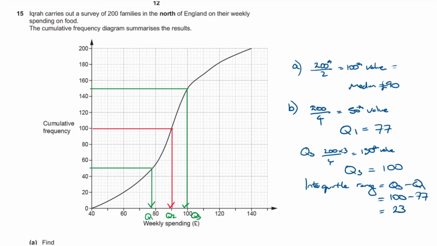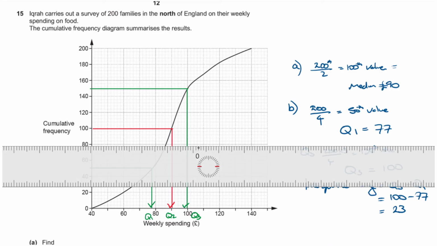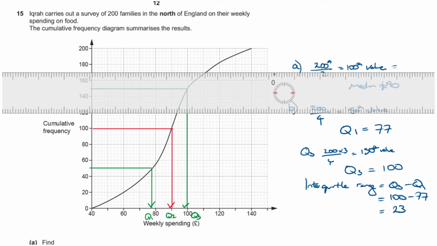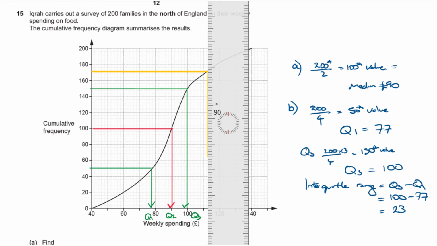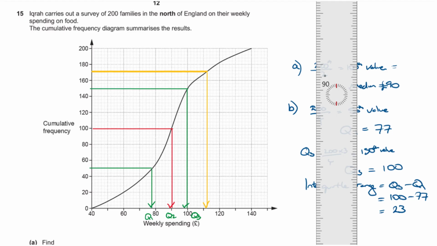So let's get the ruler out. So 15% of 200 is 30. So 30 down from 120, what does that give me? Move across to the graph and read down. What's that then? That's 112, which is a bit lower than what she thought, isn't it? So you can say that the top 15% spent over £112.